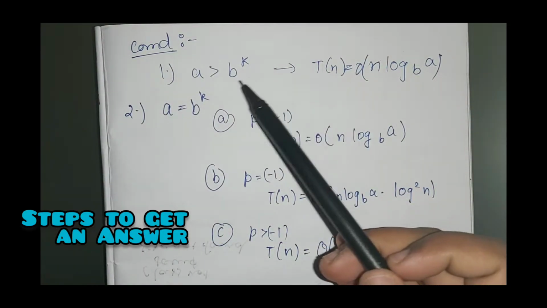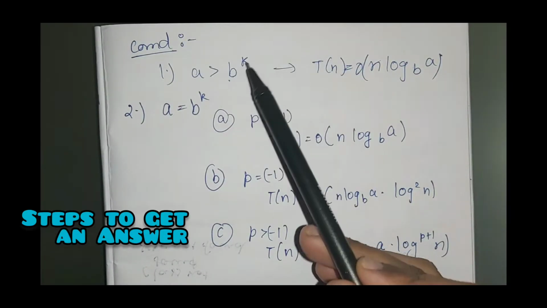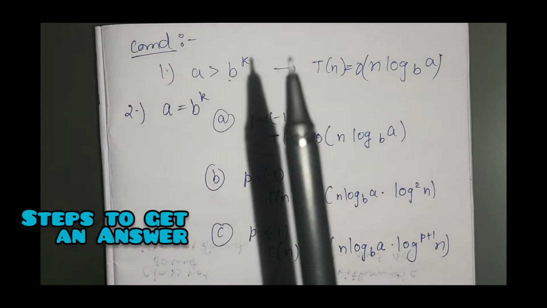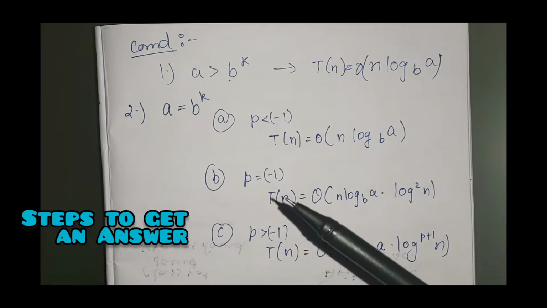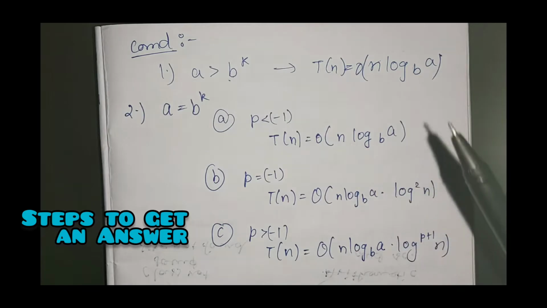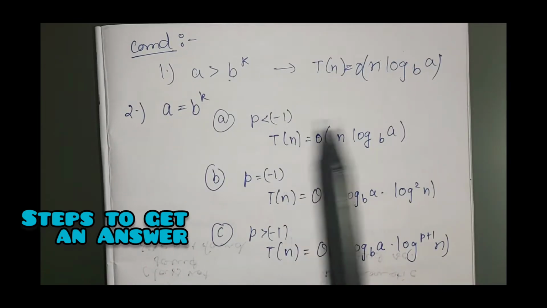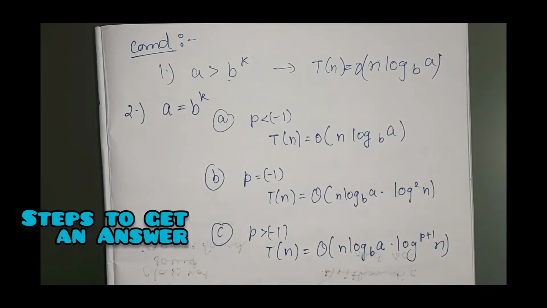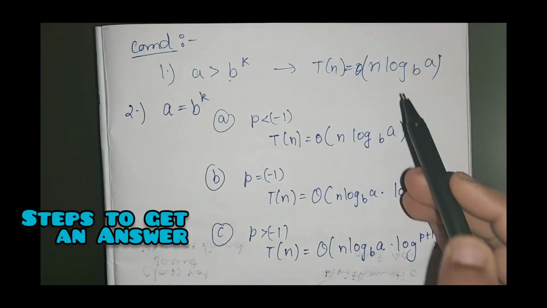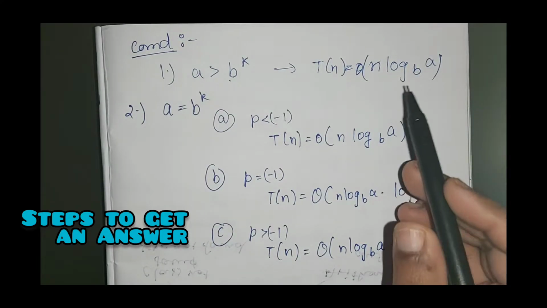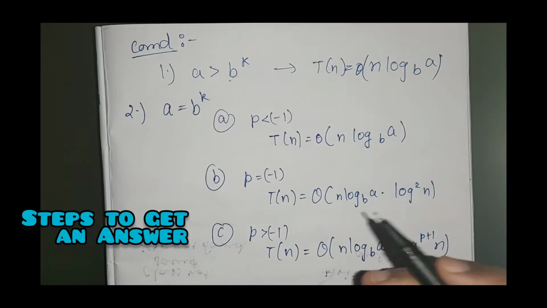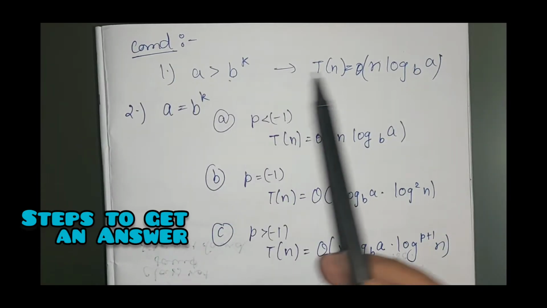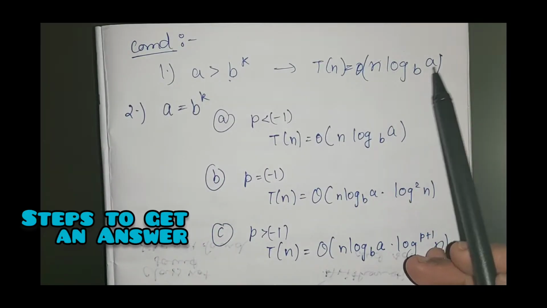Firstly we have to find b raised to the power k, where k is part of the function and b is the value that has to be greater than 1. There are three conditions; we have to check all three and accordingly react to the condition and provide the time complexity. So the first is, if a is greater than b^k, then T(n) will become order of n^(log base b of a). We'll put in the values of a and b respectively. So if a is greater than b^k, we write T(n) equals theta of n^(log base b of a).